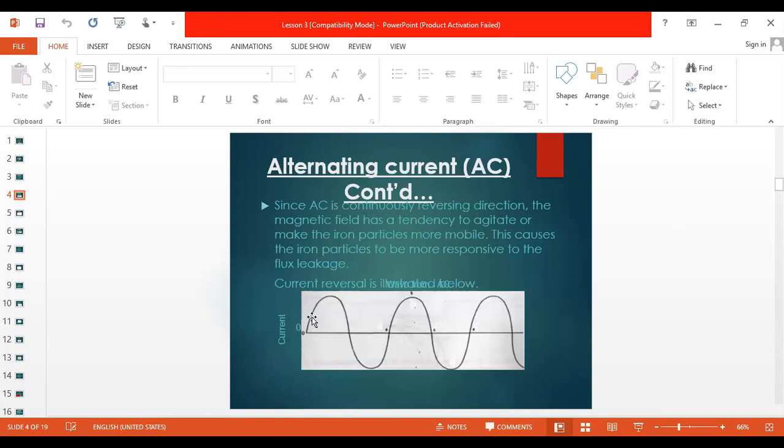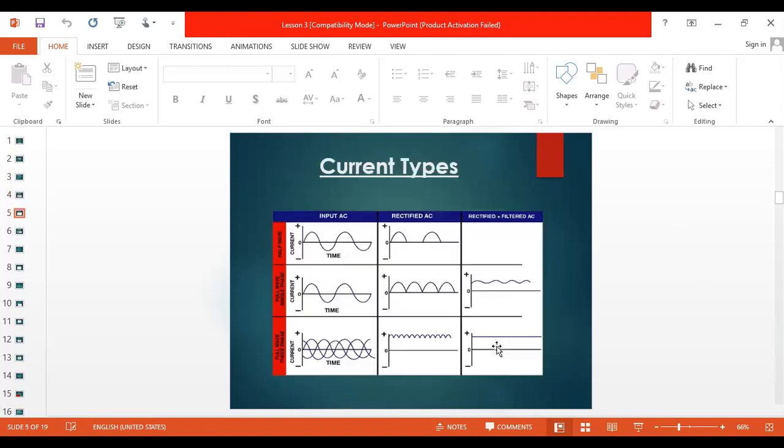See, this is the waveform of AC, flowing from positive to negative, again negative to positive. So this is the AC current. Now this negative cycle we remove with the help of a rectifier, and that's why this waveform is for rectified AC. Now this negative cycle is converted into a positive cycle, so we are getting direct current, continuous direct current.